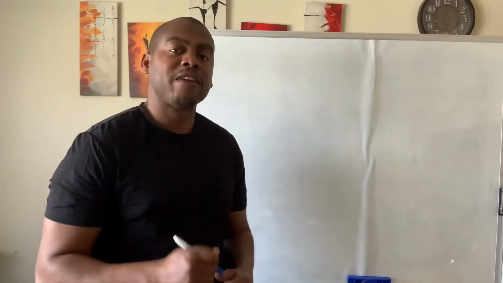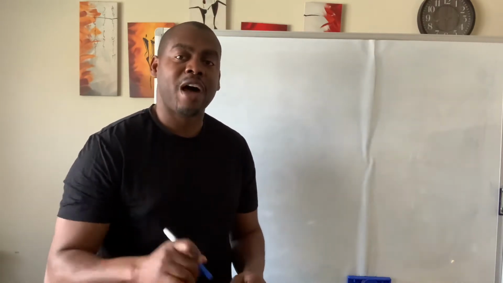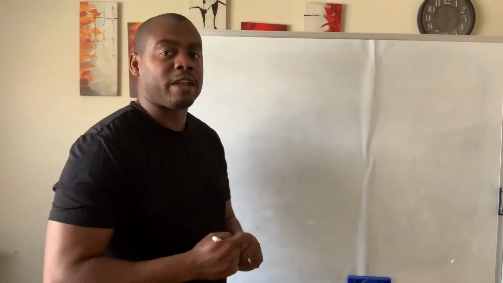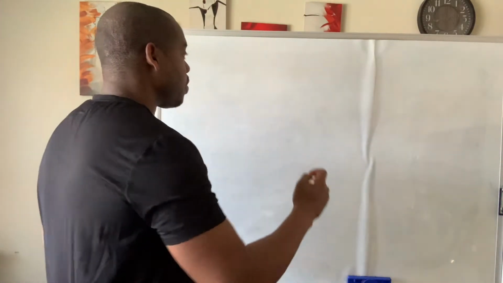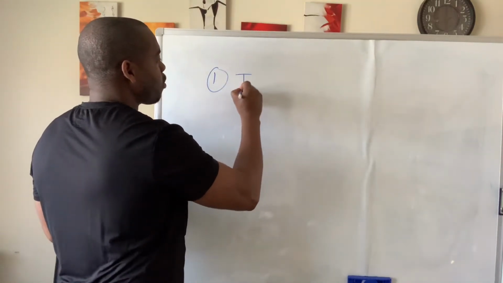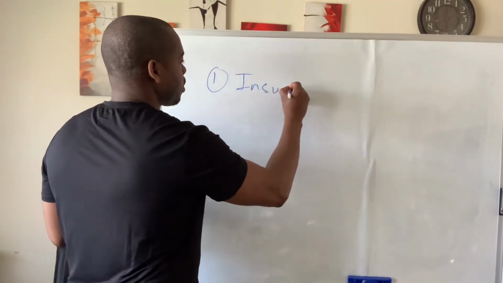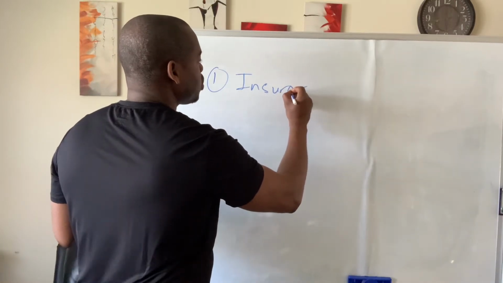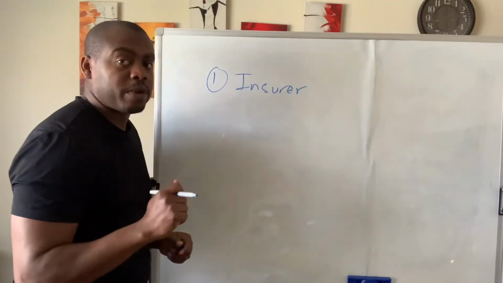So let's dive right into it. We're going to talk about those 5 different parties so you understand how they work. All right, so the first thing we want to talk about is the insurer. The insurer is the insurance company.